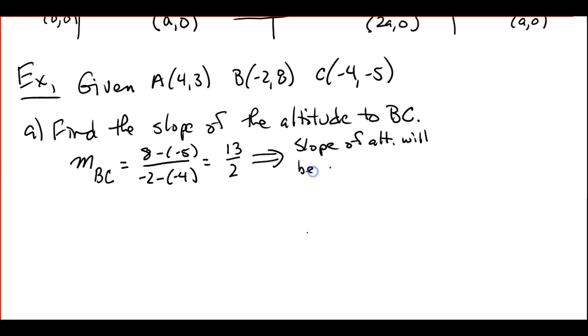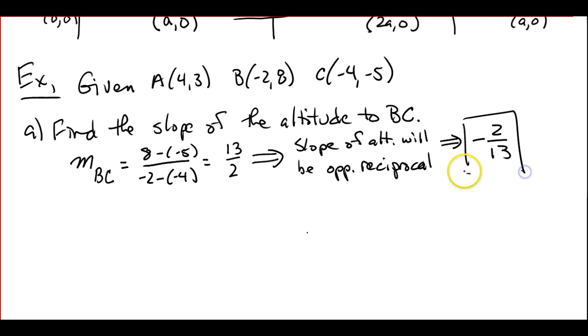Okay, so that means that the slope of the altitude will be the opposite reciprocal. So that means it's going to be negative 2/13. The opposite and also the reciprocal.